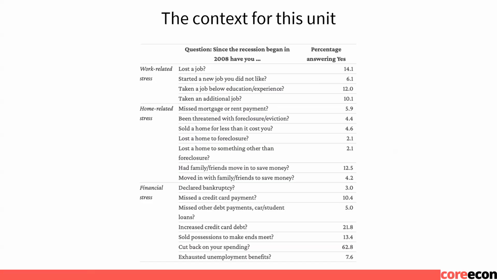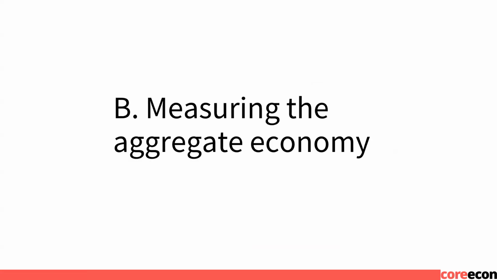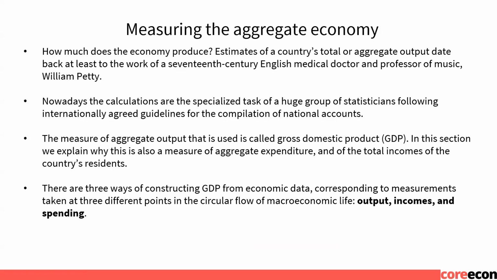So there's something to be said about the overall performance of the macroeconomy and ordinary people's experiences. This is something that we want to discuss: why recessions happen, how business cycles take place, and how a picture like this could be avoided ultimately. So in this unit, we will introduce the concepts of national accounts and gross domestic product. We will discuss the causes and consequences of the business cycle, and we will use the multiplier model to study the business cycle.